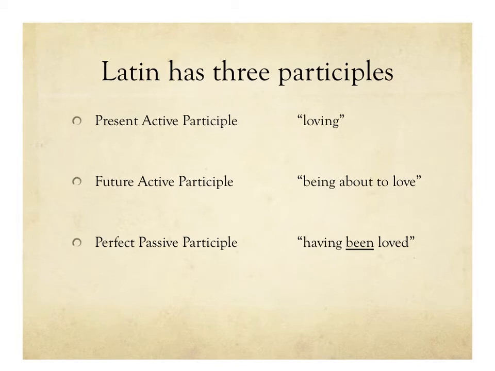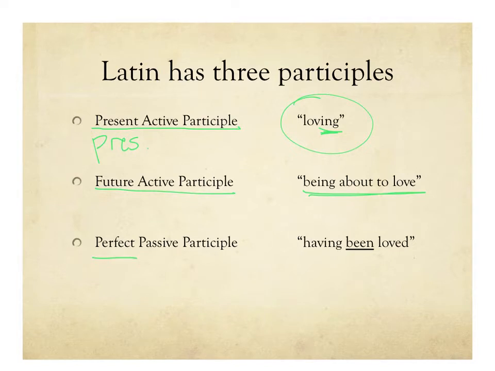So what Latin can do is it has a present active participle. So it's present tense, it's formed from the present stem, and it's active, and it is a participle that ends in -ing. So we would translate it as loving, for example, in English. There's also a future active participle. So again, active voice in the future, and it means being about to love, which seems a little awkward in English, but I hope to show you what the future active participle will do.